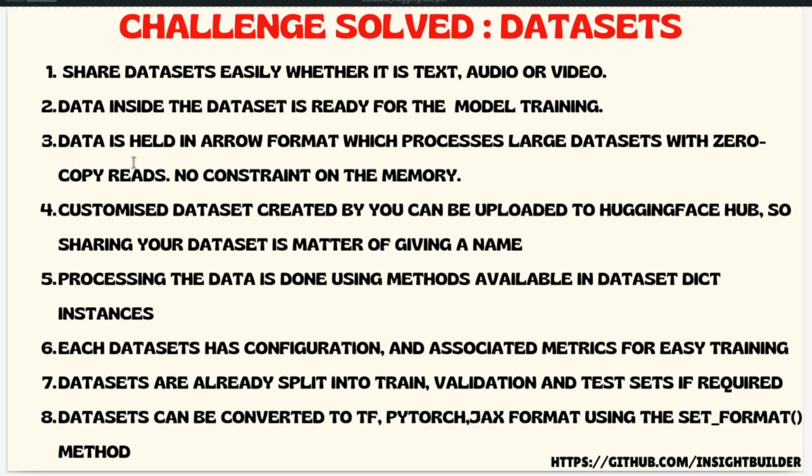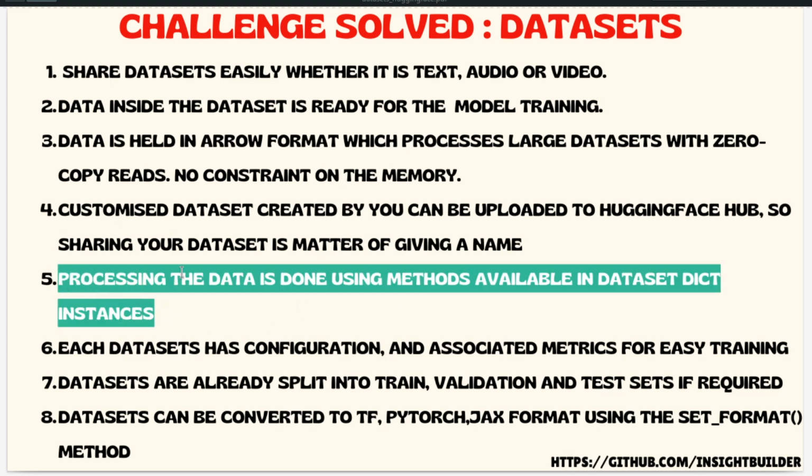The data that is held is in Arrow format, and this format can work with very large datasets with zero copy reads. Zero copy reads allow us to have no constraints because of memory. The datasets library also allows you to upload the dataset to a central hub, the HuggingFace hub, and from there you can also share it. Processing of the dataset is done using methods available inside the dataset instance itself. We will be delving deeper into this line item in this discussion.